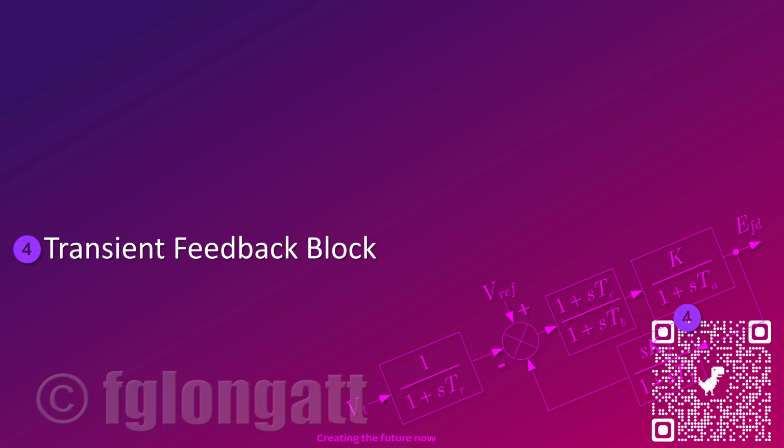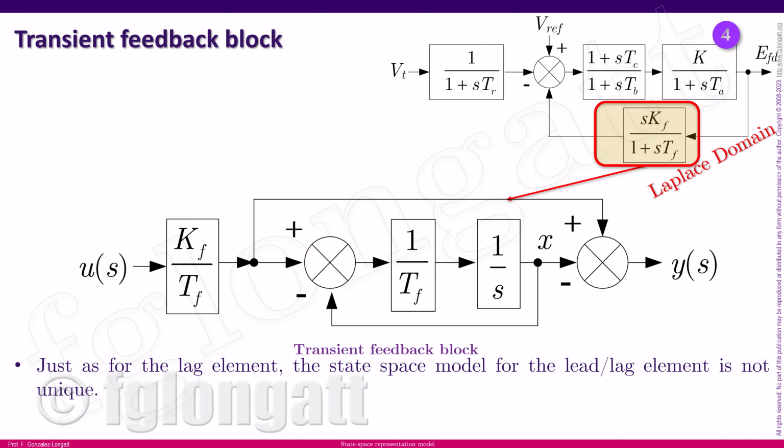Over here, you can see the transient feedback block that is located at the feedback of this exciter. And what we need to do again, this is block number 4. This number should be here. But block number 4 can be converted into this block diagram over there. And now it's time to write the equations of that simplified model.